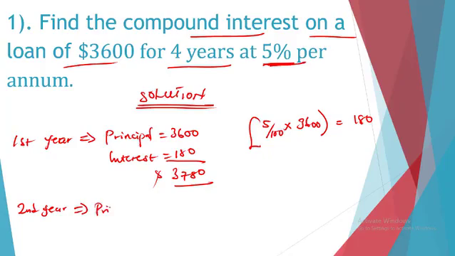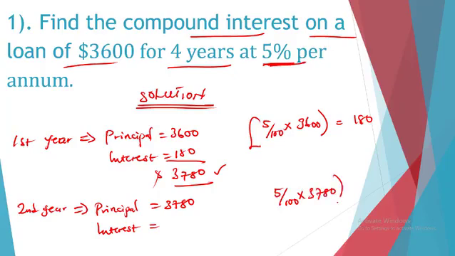For the second year, the principal is now this amount and no longer 3,600. So the principal is now 3,780, and our interest will be 5% of 3,780. We have 5 over 100 times 3,780, and that gives us 189. Add them up and you have 3,969.